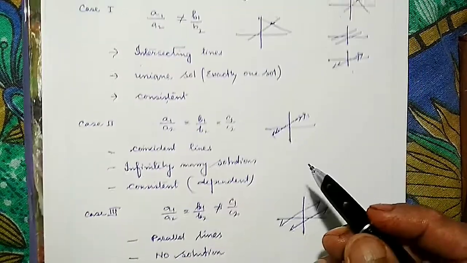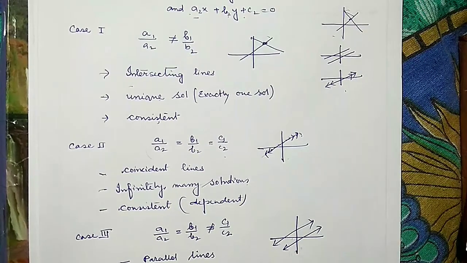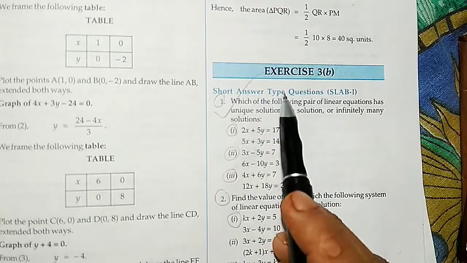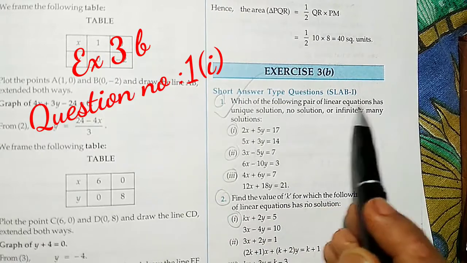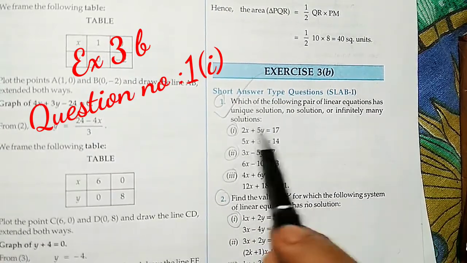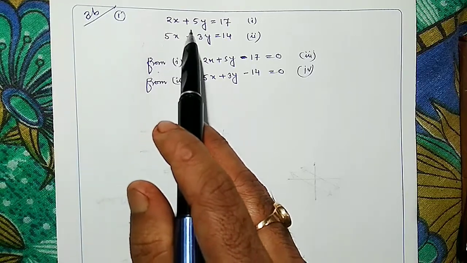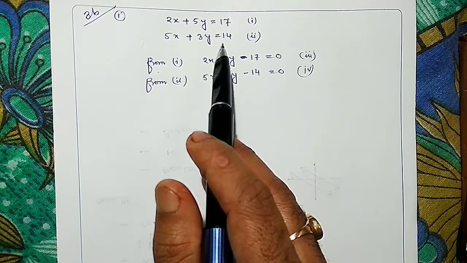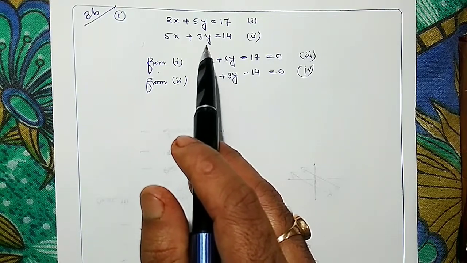So these three rules you have to remember. I hope these three conditions are now clear. Based on this, I am now going to show the sums of 3b. In exercise 3b, question number 1: which of the following pairs of linear equations has a unique solution, no solution, or infinitely many solutions? The equations are 2x plus 5y equals 17 and 5x plus 3y equals 14, and we are to check whether they have a unique solution, no solution, or infinitely many solutions.